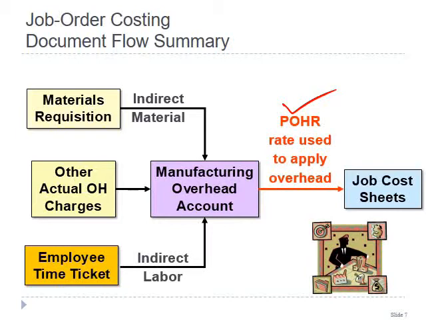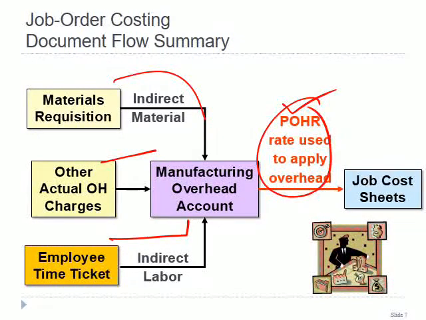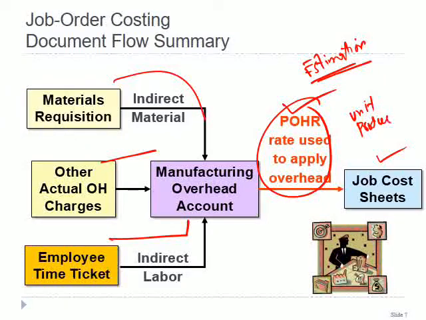So here all the indirect material, other overhead charges and indirect labor hours go to the job cost sheet through estimation of the predetermined overhead rate, right? And then we add it, we find out that this would be our cost, we divide it by the number of units completed, and then we find out the unit product cost.